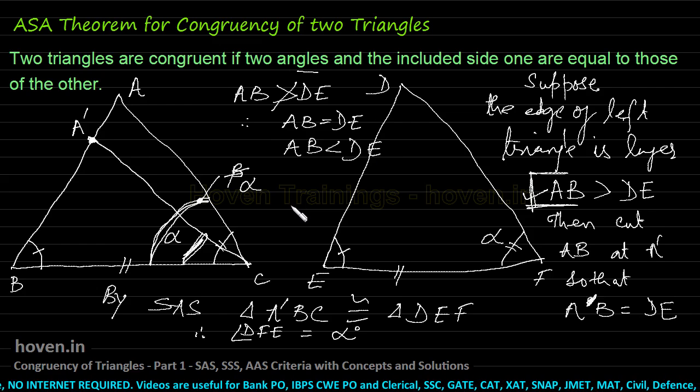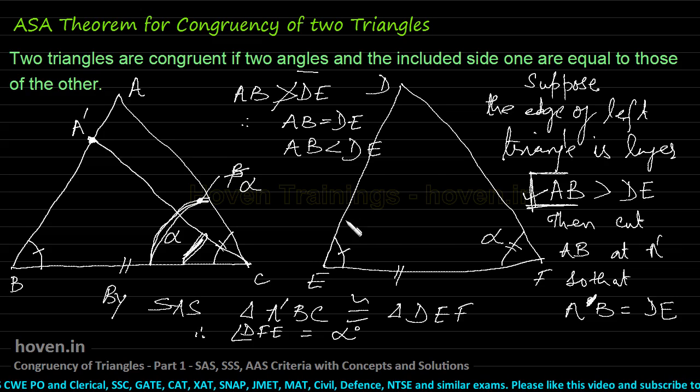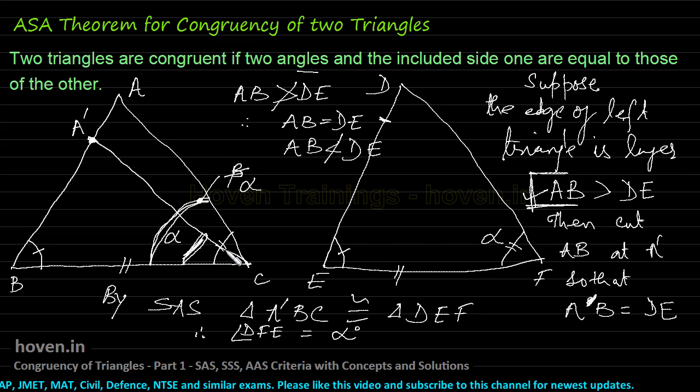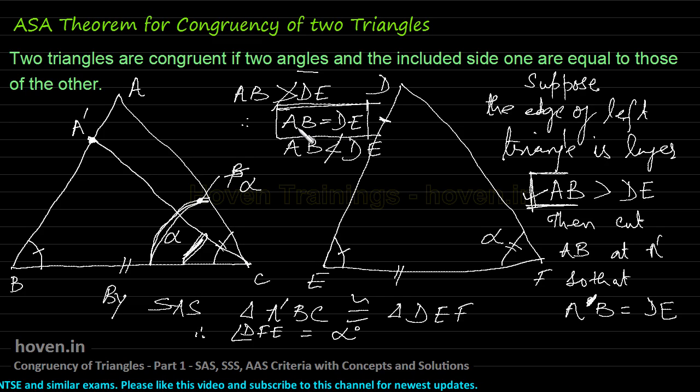Again, the reasoning is required. Now AB less than DE means DE is longer. We can reverse the logic, similarly cut it here, and on the basis of the same story, we can prove that even this is not possible. Therefore, the only possibility is this. And if AB is equal to DE, then we can obviously see that by side, angle, side, these two triangles will have to be congruent. And hence, this stands proved.